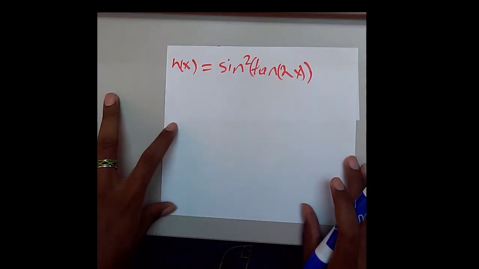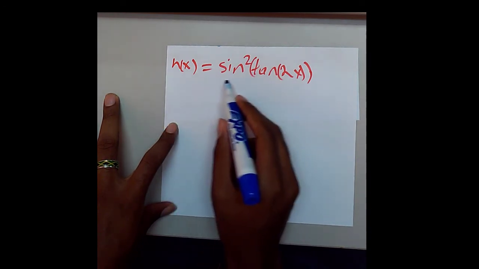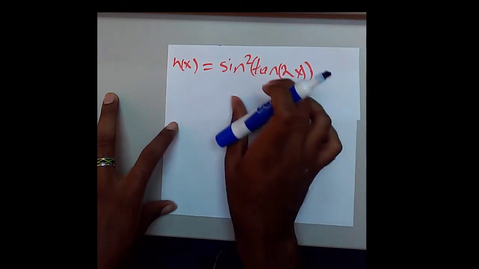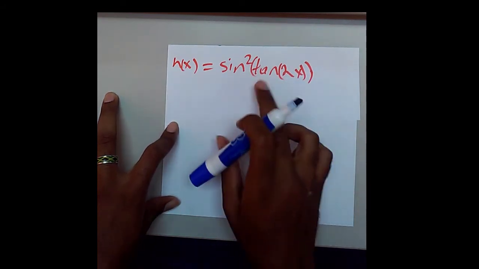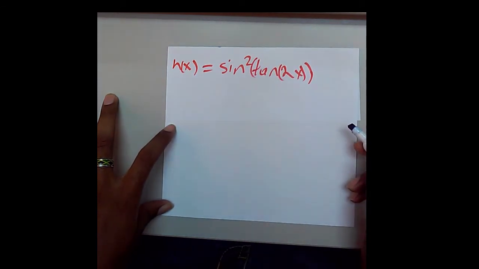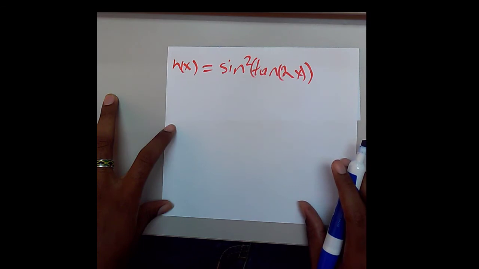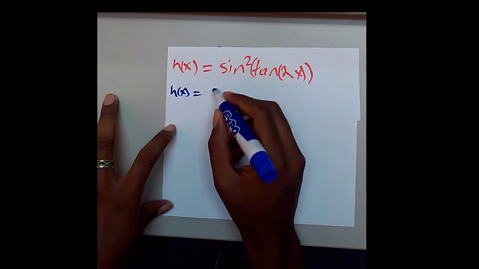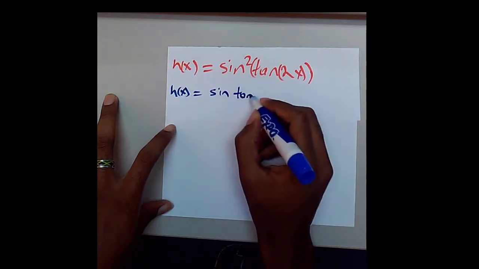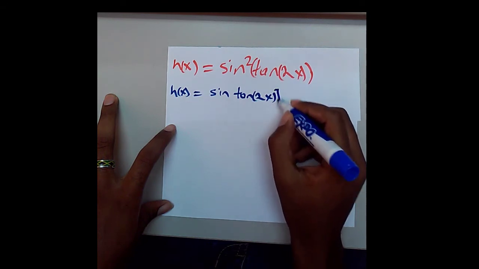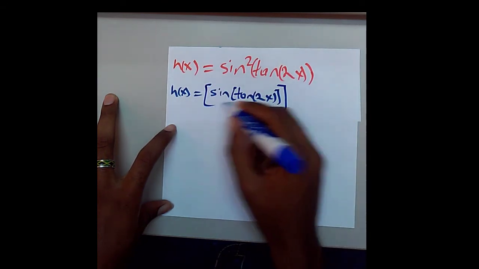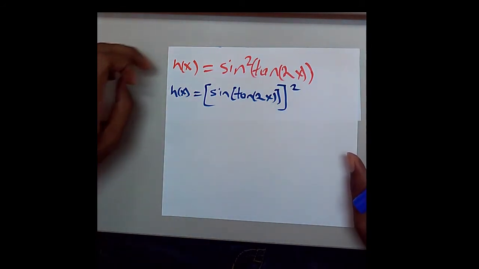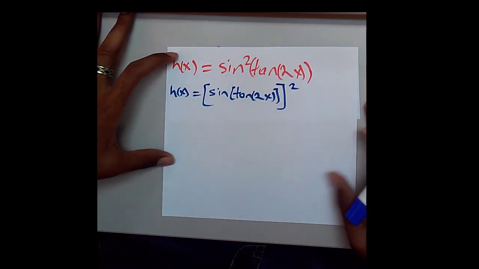In this example, we have an expression h of x is equal to sine squared tan 2x, where sine squared is a function of tan 2x and tan 2x is a function of 2x. So right away, we see that we are going to apply the chain rule at some point. Let's rewrite this as h of x is equal to sine tan 2x, and we can square it. Then we see that we can apply the power rule.